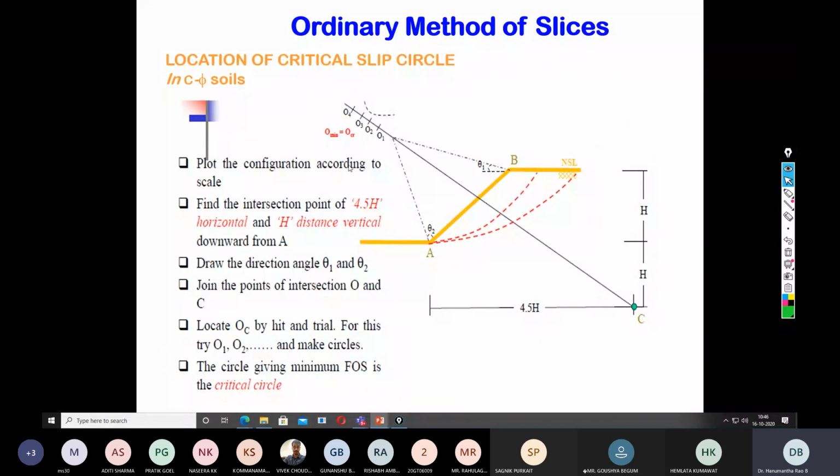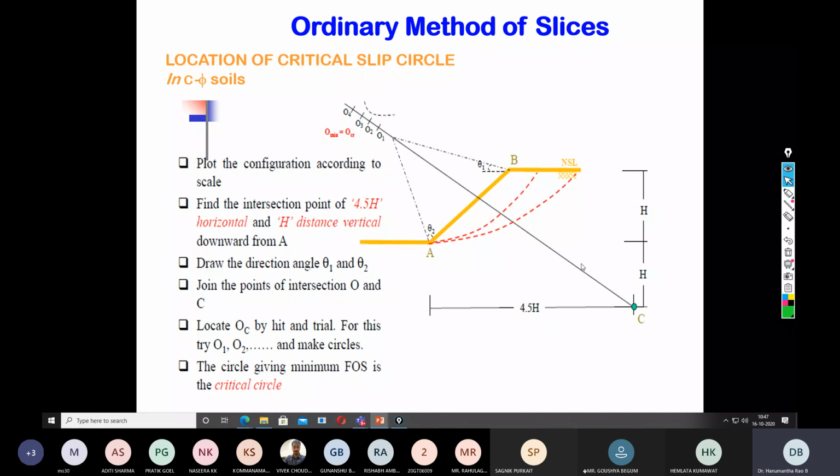So then this is for phi-c soil. We have base circle failure in case of cohesive soil, and this is in case of the c-phi soil. Here, in the base failure, we assumed that the center of the circle lies on the vertical line through the midpoint. But in case of the c-phi soil, the direction of this line is inclined. It's not vertical.